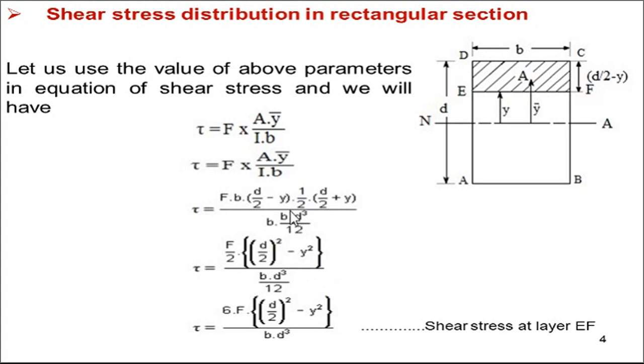Now solve this equation. Simplifying this equation, we get the relation F by 2, (D by 2) bracket square minus y square, b d cube by 12 divided by b d cube by 12. So after simplifying the equation, we get the shear stress equation at the layer EF like this. So this expression we get for that particular layer.